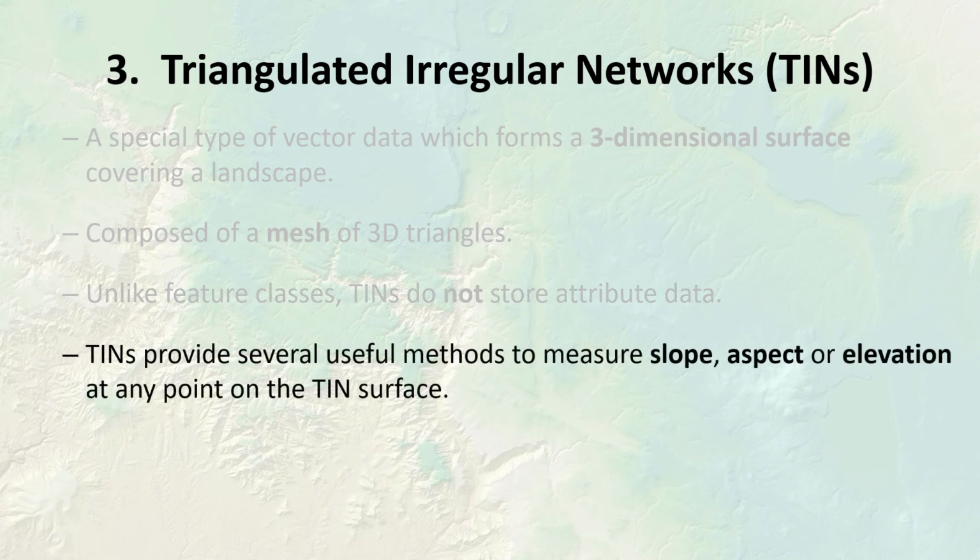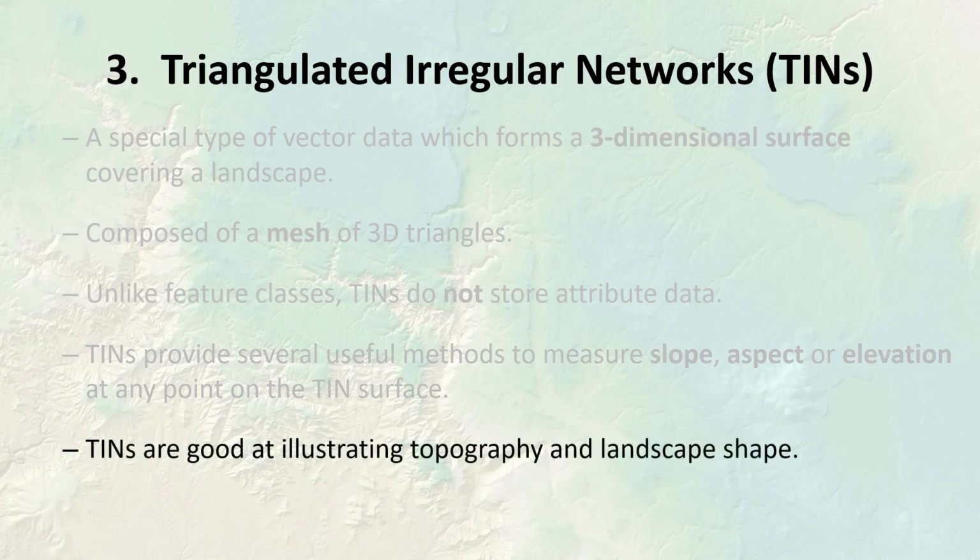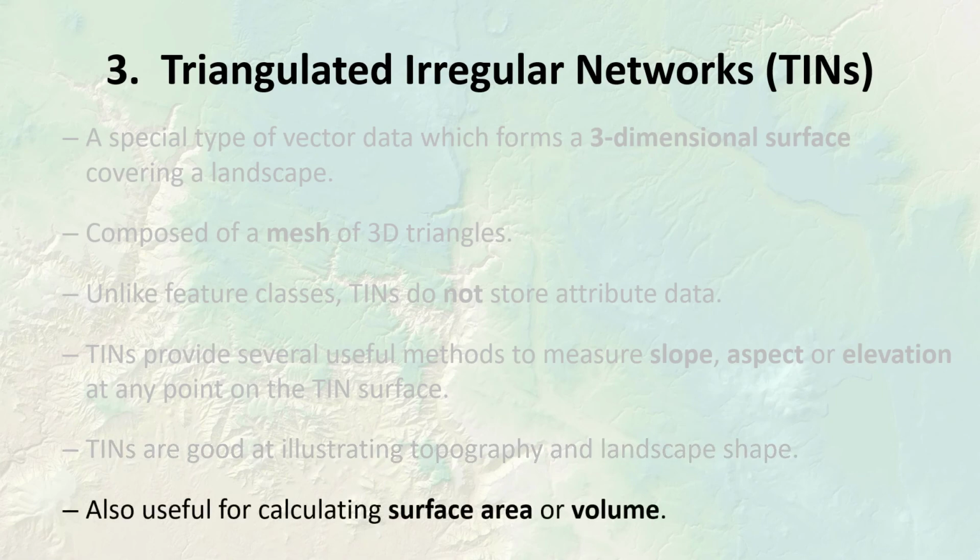But as such, they provide several useful measures to calculate slope, aspect, and elevation on the fly at any point on the TIN surface. And I'll show you a picture that might help explain this in a second. They're really good at illustrating the shape of the land. All right, and they're also good for calculating surface area and volume.